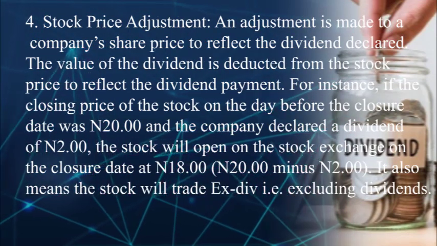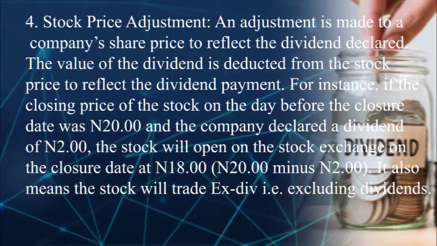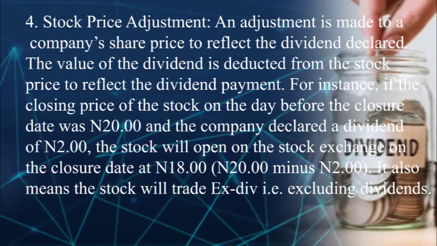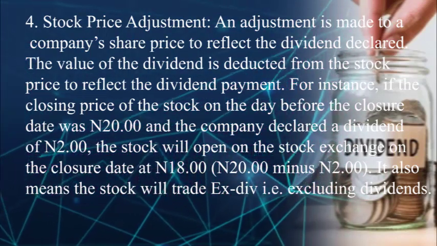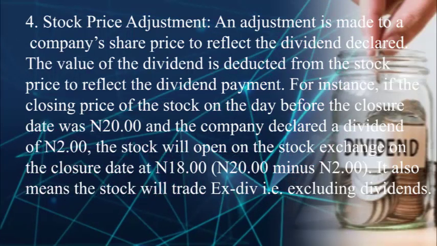4. Stock price adjustment. An adjustment is made to a company's share price to reflect the dividend declared. The value of the dividend is deducted from the stock price to reflect the dividend payment. For instance, if the closing price of a stock on the day before the closure date was 20 naira and the company declared a dividend of 2 naira, the stock would open on the stock exchange on the closure date at 18 naira, which is 20 naira minus 2 naira. It also means the stock would trade ex-div, that is, excluding dividends.